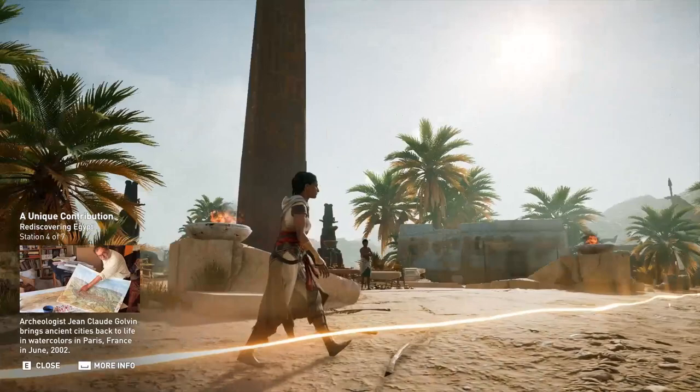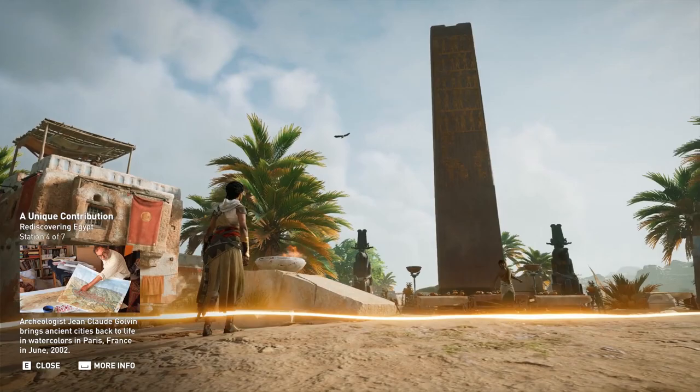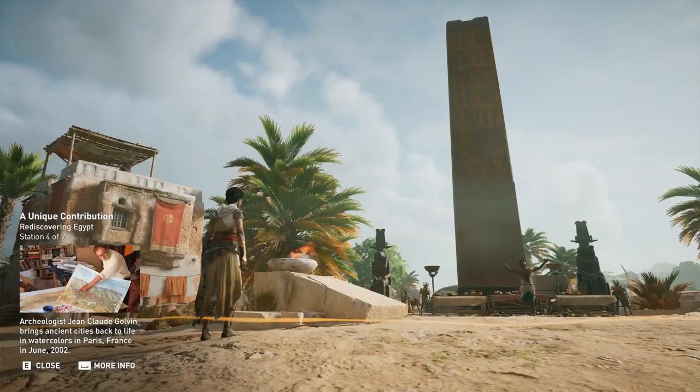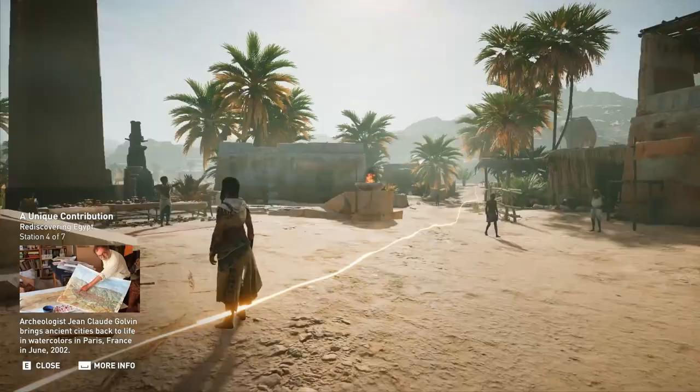A French architect, archaeologist, and former researcher, Jean-Claude Golvin, now specializes in the artistic reconstruction of ancient cities and monuments. To date, he has created more than 800 drawings, which include three volumes focusing on the reconstitution of ancient Egypt. His work is exquisitely detailed and can be found in books and museums around the world.